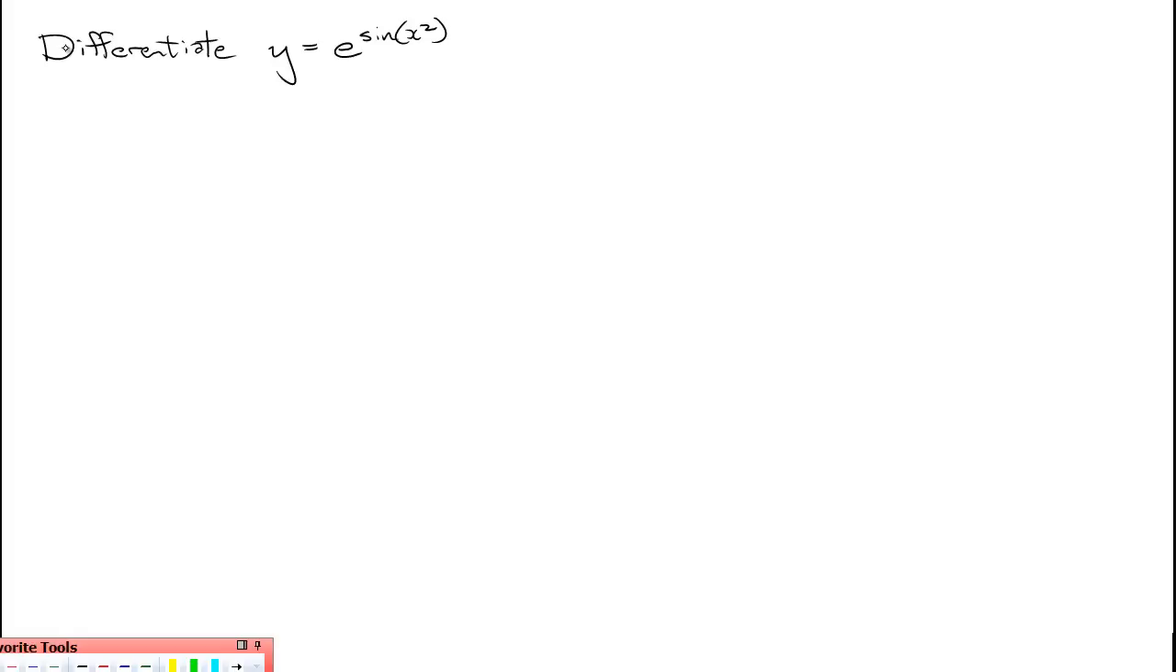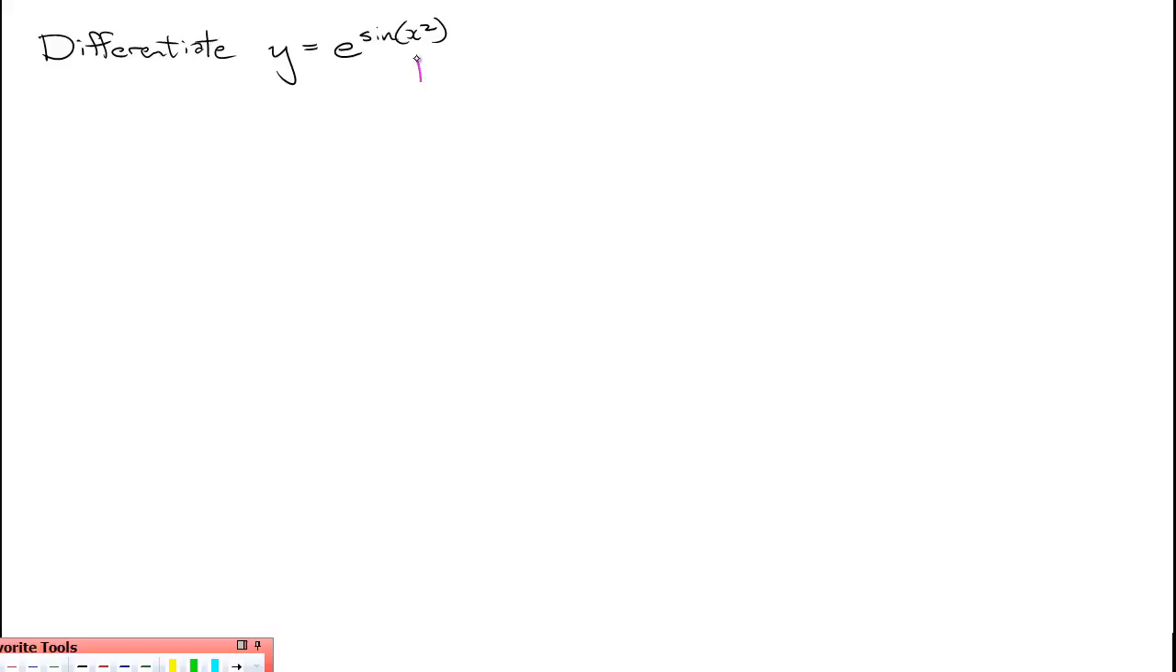Here's a function, e to the sine of x squared. Let's differentiate it. Well, x is the input to the function, and notice that a bunch of stuff happens to x. First, it gets squared, okay? And then that number, you take the sine of it, and then that number gets put in the exponent of e. So we need to recognize here that this is a composition of various functions.